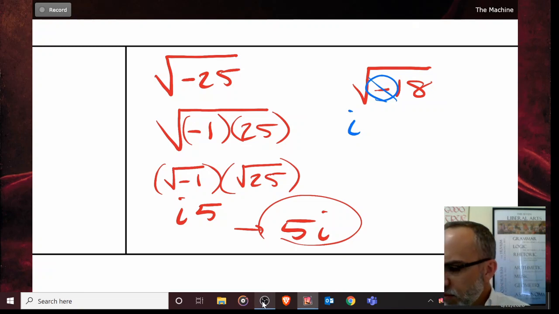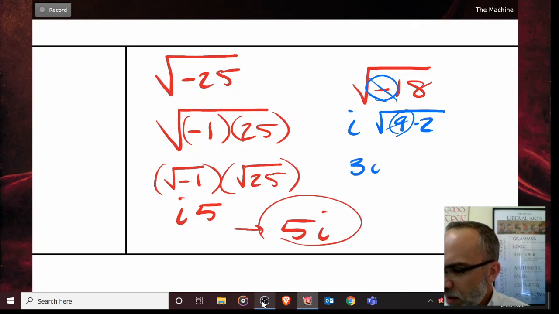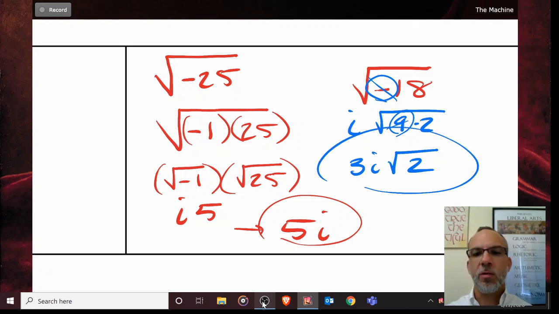Now, what do I do with the square root of 18? You say that would be like 9 times 2. And the square root of 9 can come out from the square root as a 3. So my final answer to this would be 3i times the square root of 2. And that would be how you would write down an example like that.